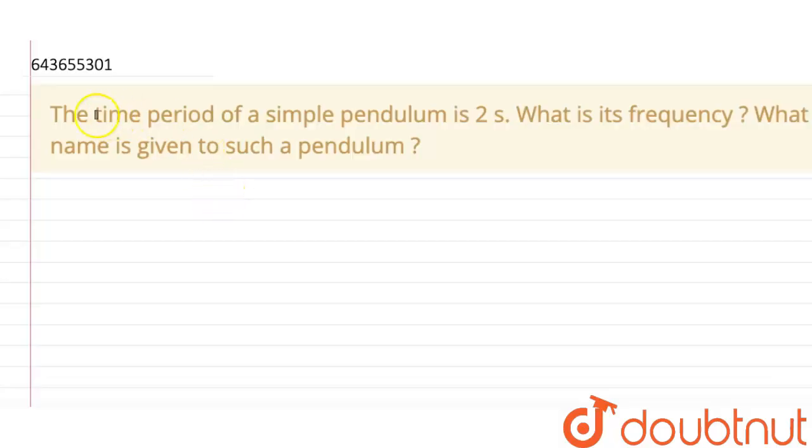Hello everyone. So the question is, time period of a simple pendulum is 2 seconds. What is its frequency? What is the name given to such a pendulum?